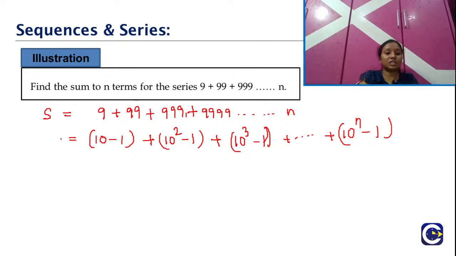So the given series is nothing but 9 plus 99 plus 999 and so on. That I have rewritten in terms of 10, which is given by 10 minus 1 plus 10 square minus 1 plus 10 cube minus 1 and so on plus 10 power n minus 1. So from this given pattern, how can we find this sum? Which means how can we try and understand this from the point of view of geometric progression in order to find the sum here?